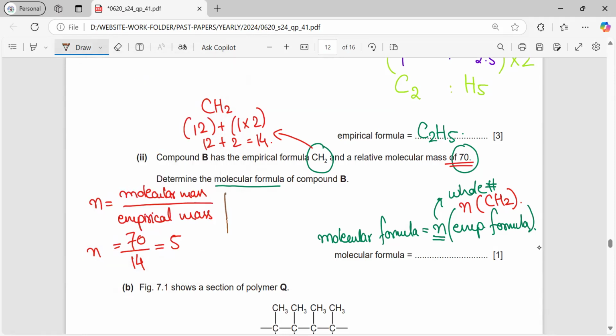What we'll do next step, we will multiply this N with the empirical formula CH2. N is 5. We multiply it with CH2. So the molecular formula will be C5H10.